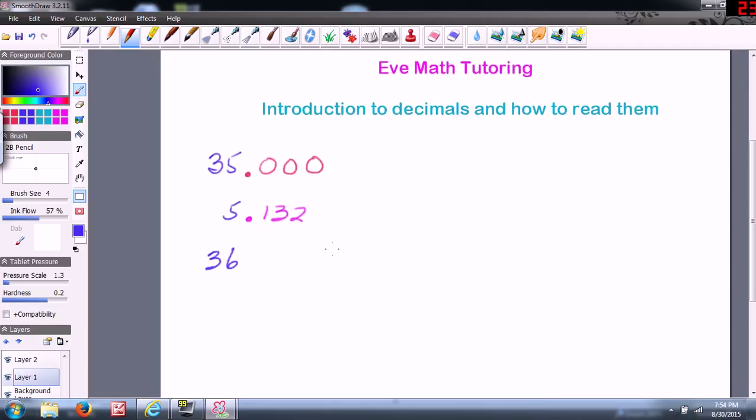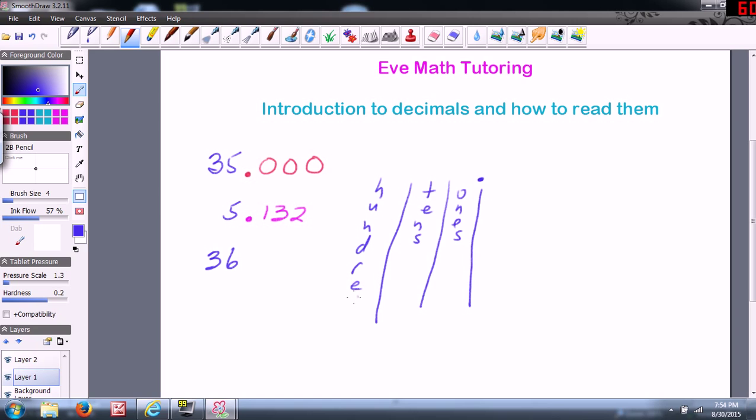So when we have decimals, we have a chart that we can use to read the place value. The digit before the decimal is the ones place, and then after that we have the tens place, and then after that we have the hundreds place. And then of course you have the thousands place, etc. It just continues in that way.